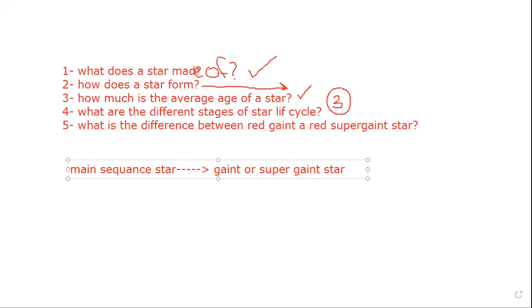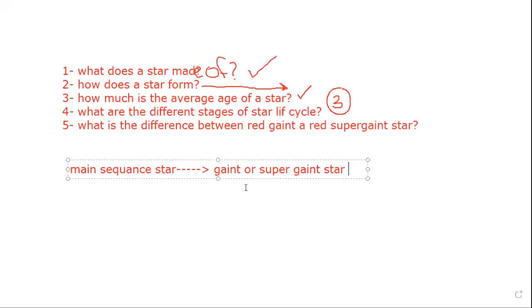Because all the hydrogen gas has run out, so no more nuclear fusion will happen. In that case the star cannot produce the energy which keeps holding the star. So the star will turn to be a giant or a super red giant, which means the temperature will decrease. That's why we call it red, because as we remember, the red color means a cool temperature of the star. So the star starts to cool down because no more nuclear reaction happens.